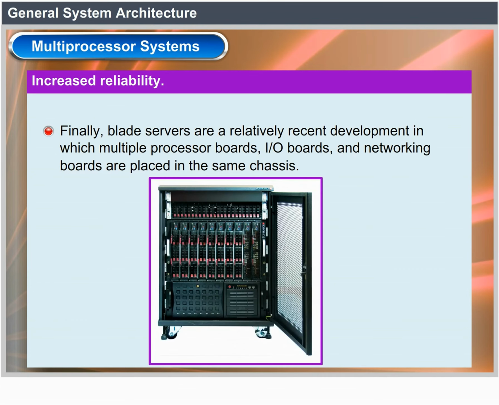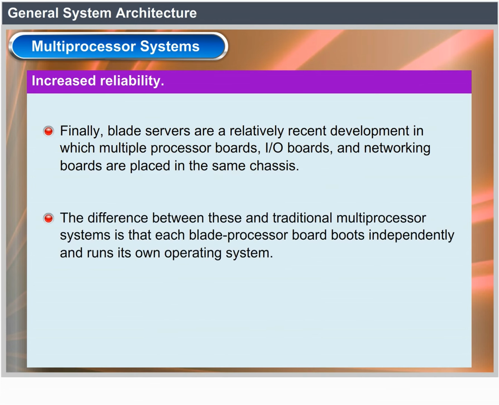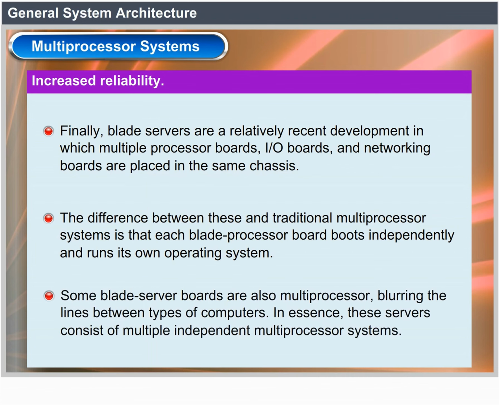Finally, blade servers are a relatively recent development in which multiple processor boards, I/O boards, and networking boards are placed in the same chassis. The difference between these and traditional multiprocessor systems is that each blade processor board boots independently and runs its own operating system. Some blade server boards are multiprocessor as well, which blurs the lines between types of computers. In essence, these servers consist of multiple independent multiprocessor systems.